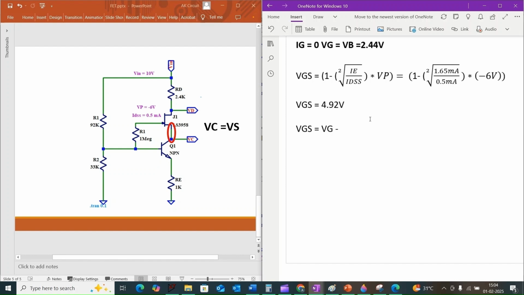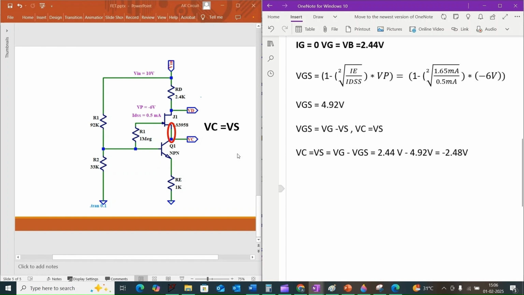Since we know that VGS is equal to VG minus VS, and VC is equal to VS, we can now solve for VC. VC is equal to VS, equal to VG minus VGS, which is equal to 2.44 volt minus 4.92 volt, which is approximately equal to minus 2.48 volt.